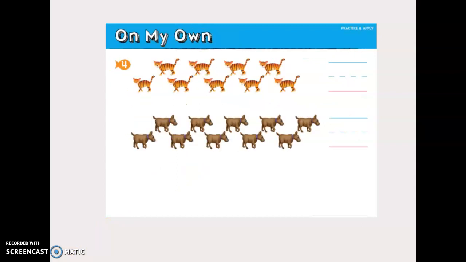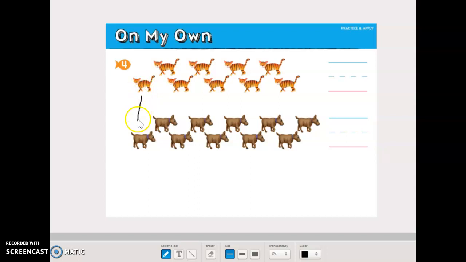Wow, they sure made this one hard. They're supposed to match up with these kitties with these dogs. So go ahead, I'm going to do this with you, just this one, and then I'm going to let you do the rest of them on your own. This one's a little harder because there are kind of a lot of them. So I'm going to go ahead and draw one line to one animal.